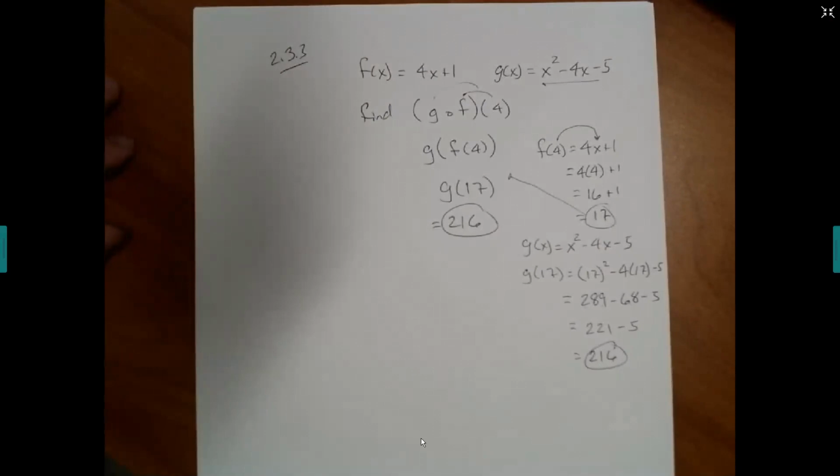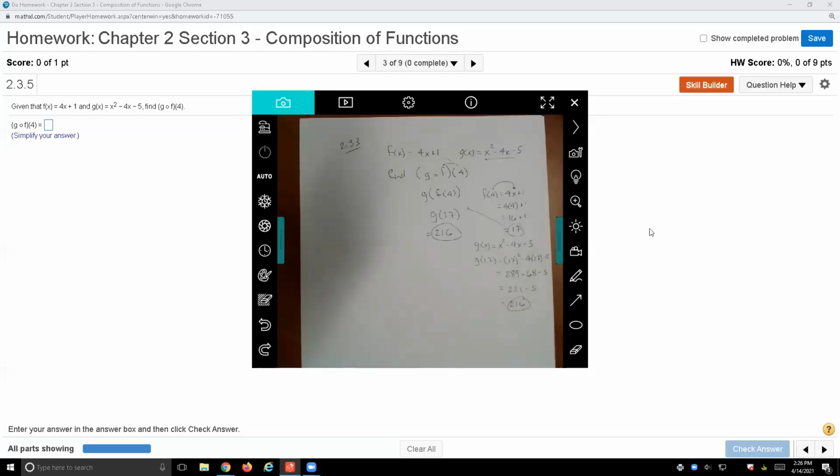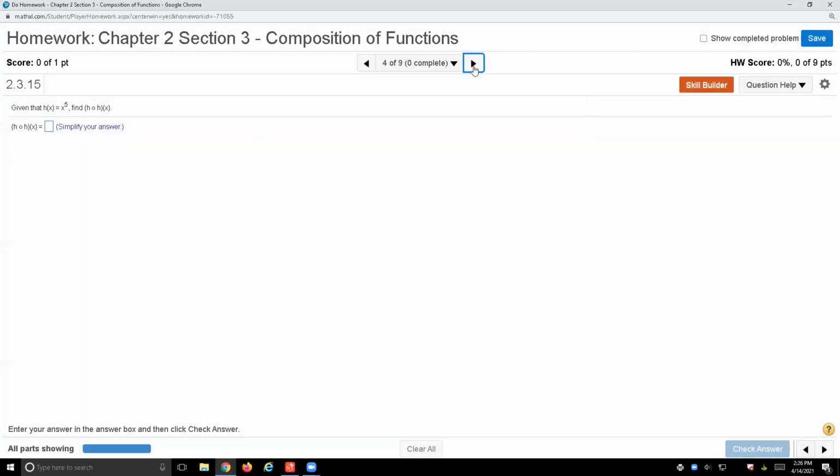All right, let's look at the next one. Number 4. This is 2.3.4. Given h of x is x to the 5th. Find h of h of x.